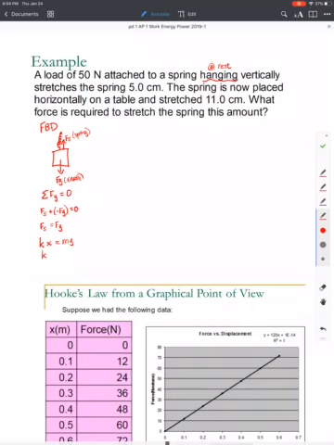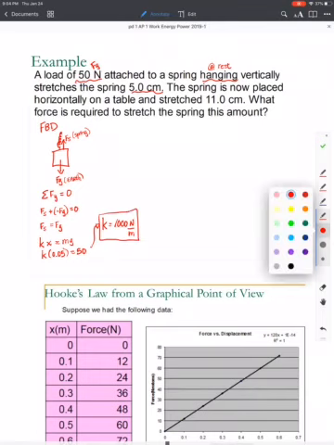So k times my displacement, which is 5 centimeters, and remember 5 centimeters converts to 0.05 meters, is going to equal my mass times my acceleration due to gravity, and this is my weight, my Fg, so that is 50. Now if I do my algebra, 50 divided by 0.05, K will equal 1,000 newtons per meter. So I had to look at the vertical component of what's going on in this problem to figure out what my spring constant is.